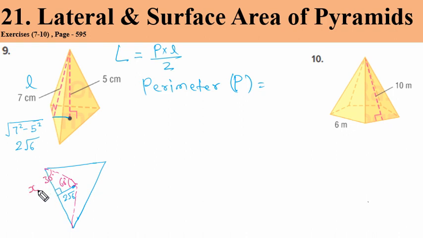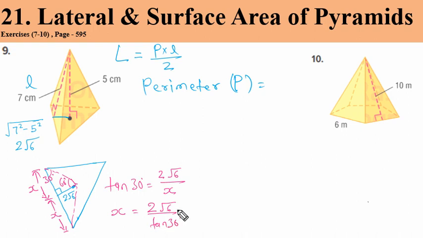Okay, now let's find out this distance here. So let me just give the name x, only this distance. If this is x, this will also be x. One side of this base will be 2x. Okay, so first find x here. Tan 30-degree is equal, if I look from this angle, opposite over adjacent, so 2 square root 6 over x. Solve this for x. x is equal to 2 square root 6 over tan 30-degree.